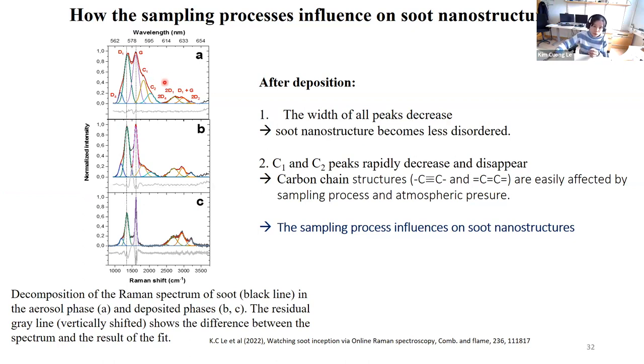And the second thing is, if you look at the spectrum around 1700 to 2000 centimeter inverse, you see that the C1 and C2 peaks greatly decrease and then disappear. C1 and C2 are actually the carbon chain structure, the triple bond and double bond in our sample. So they are unstable and they are affected by the sampling process and atmospheric pressure. Then we can answer the first question. So the sampling process may influence the soot nanostructure.